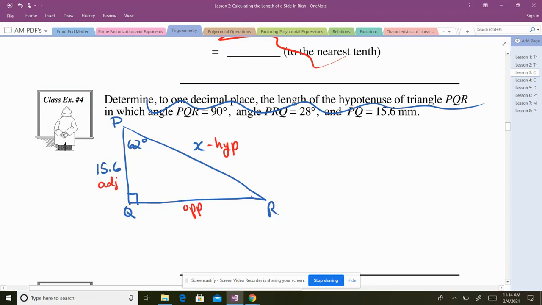All right. So we have the adjacent and the hypotenuse. What trig function are we using? Cosine. So cosine of 62 degrees is equal to the adjacent, which is 15.6, over the hypotenuse, which is x.